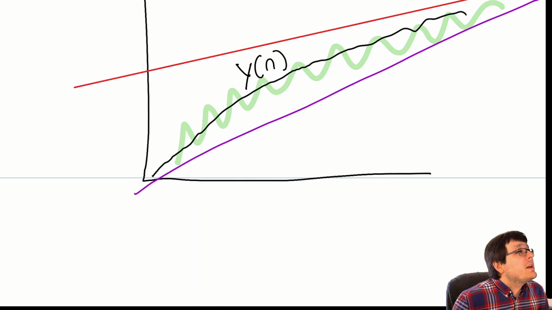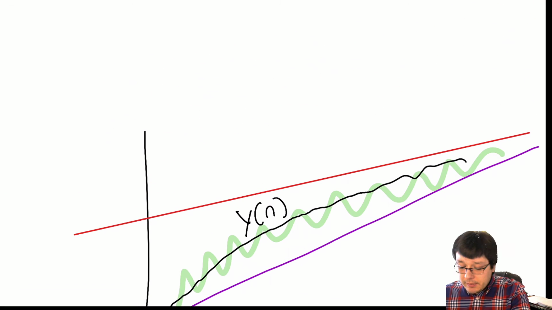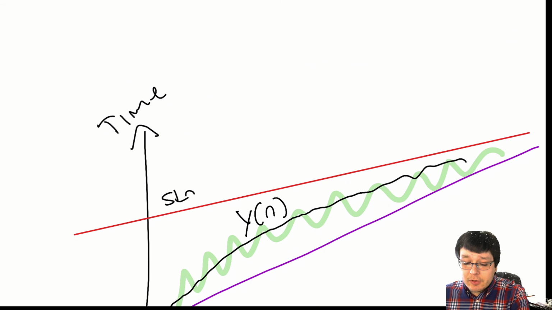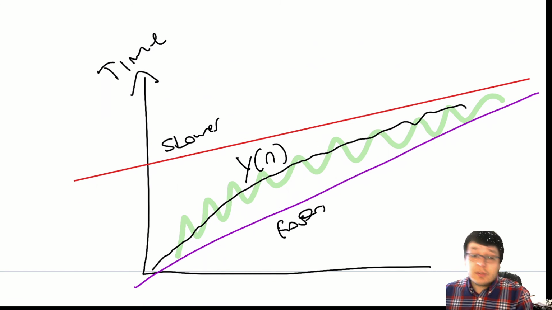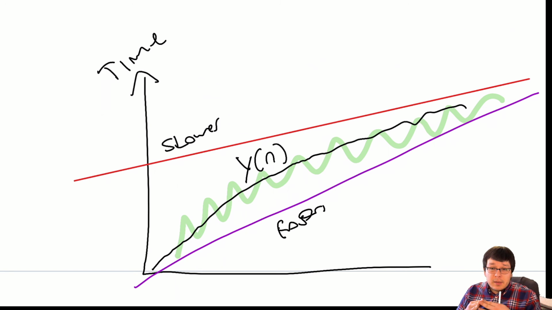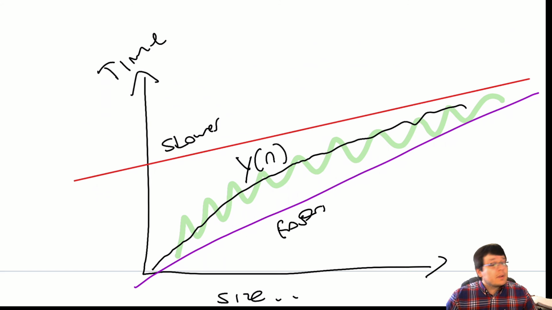For the graph, did you mean never slower than the purple line, never faster than the red line? If you're thinking about it in terms of space, then yes, because this could be time. And yes, this will be never slower than this line, never faster than this line, in terms of time, okay? And this is size. Size of the data, or size of the input.